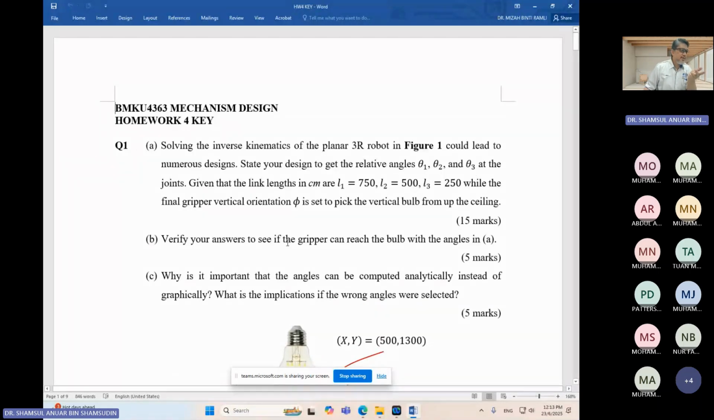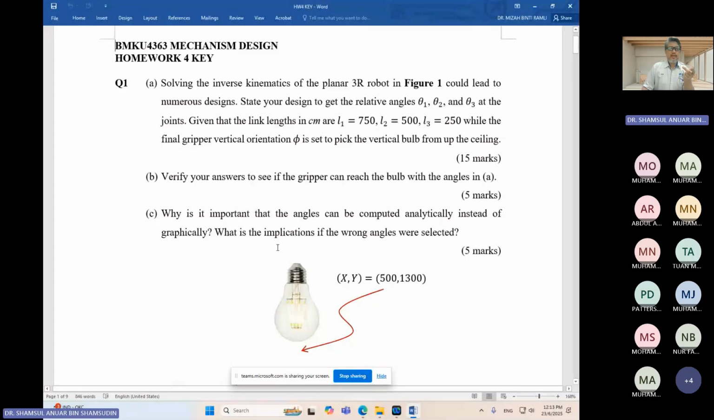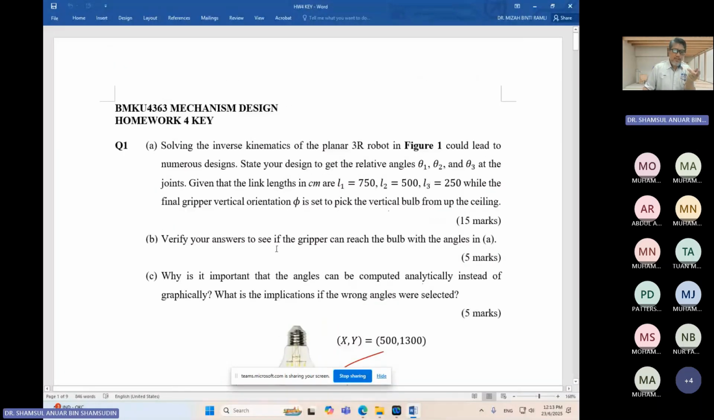Have you done this homework? So please do so. This one will also be a wajib question, a compulsory question. I guess this will be maybe question number 2. Question number 2 will be inverse kinematics.